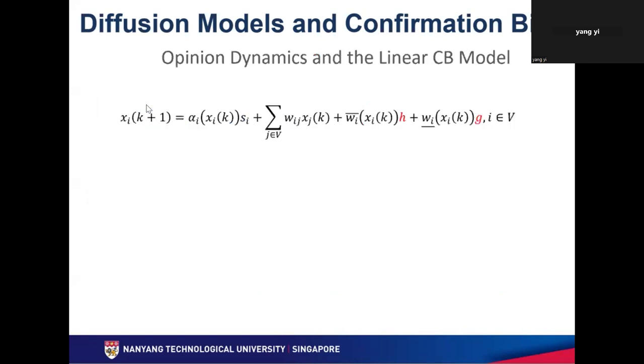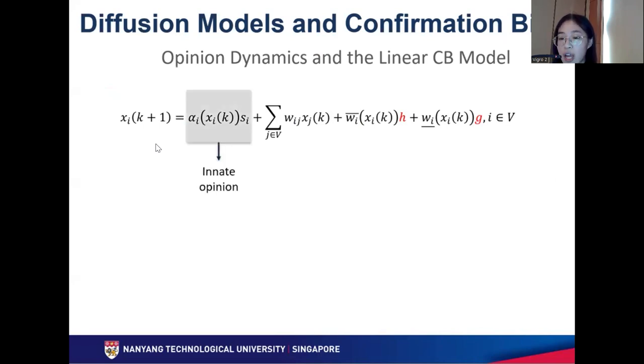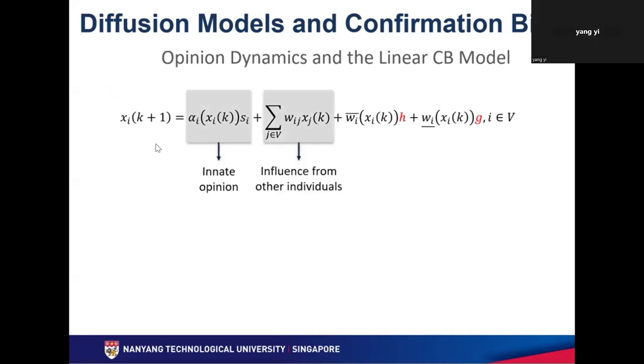Although I don't want to, I have to introduce the equations of the opinion dynamics model. Here, Xi is the opinion of user Vi, and it shows how the user's opinion at time step k plus one is influenced by the three sources we mentioned before. One is the innate opinion, the second is influence from other individuals, and the third is information from the two information sources.